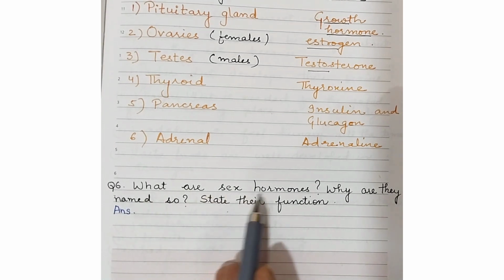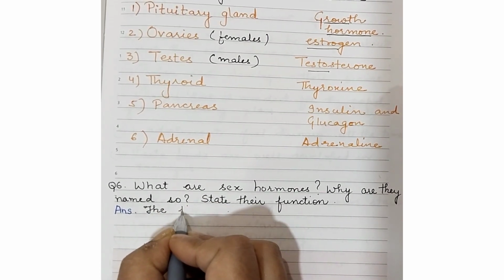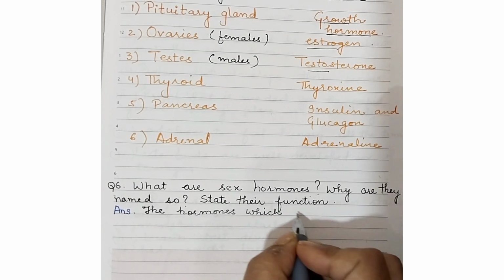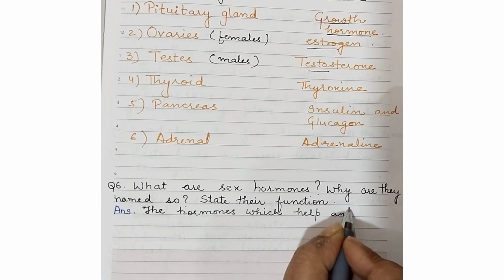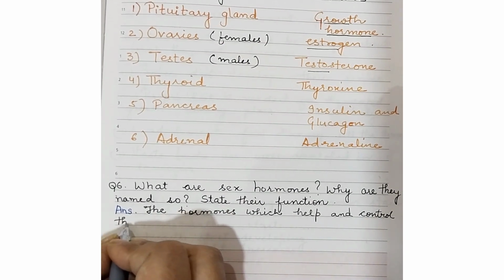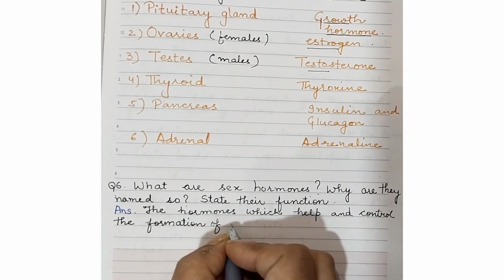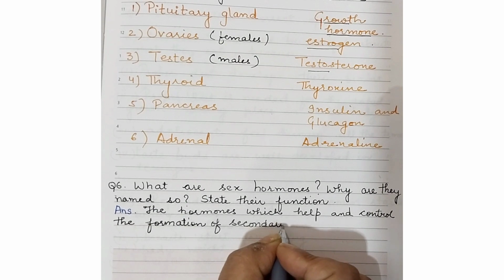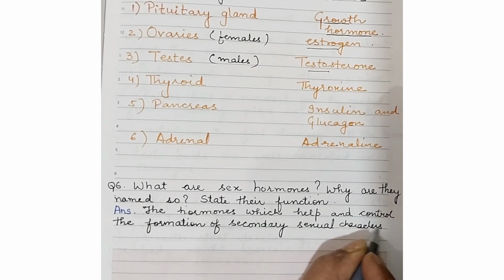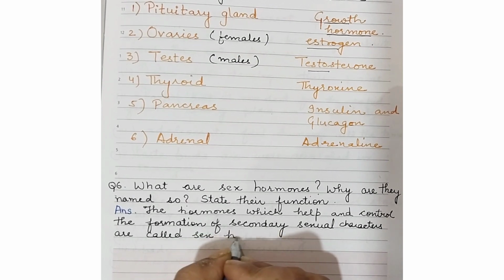Next one is our question number 6. What are sex hormones? Why are they named so? State their function. Now, what are sex hormones? As the name indicates, the chemicals or hormones which help and control the development or formation of secondary sexual characters, the hormones or chemicals which help and control the formation of secondary sexual characters are called sex hormones.